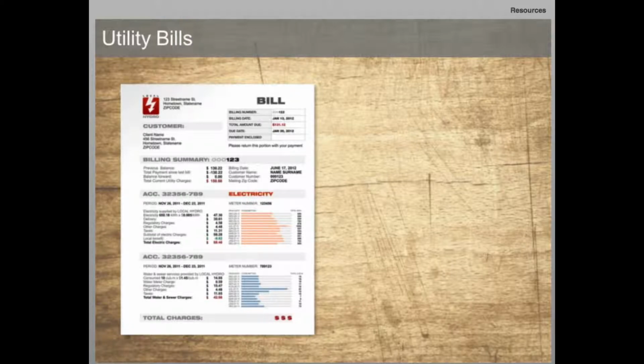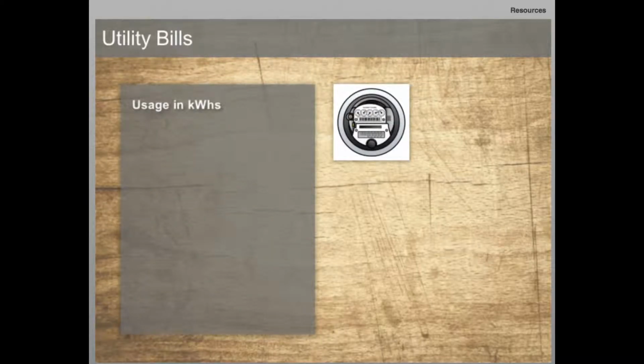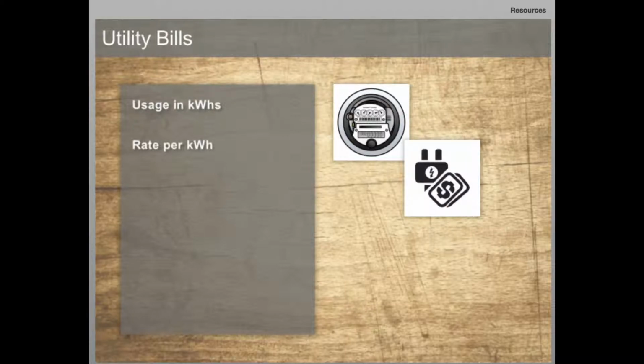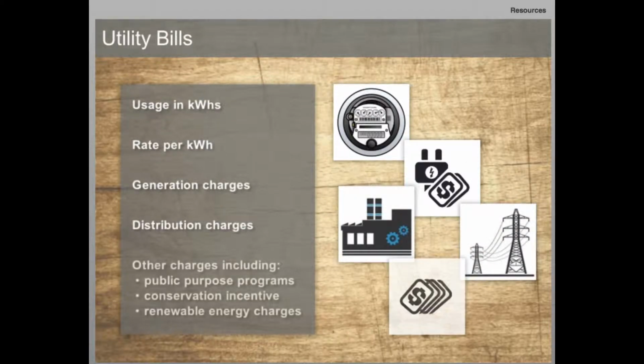Utility bills come in different shapes and sizes, but essentially they list the same type of information. They list the customer's usage in kilowatt hours for one or more billing cycles, the rate that the customer pays for each kilowatt hour, and the generation and distribution charges. They also list a number of other charges that add up to a large chunk of change.